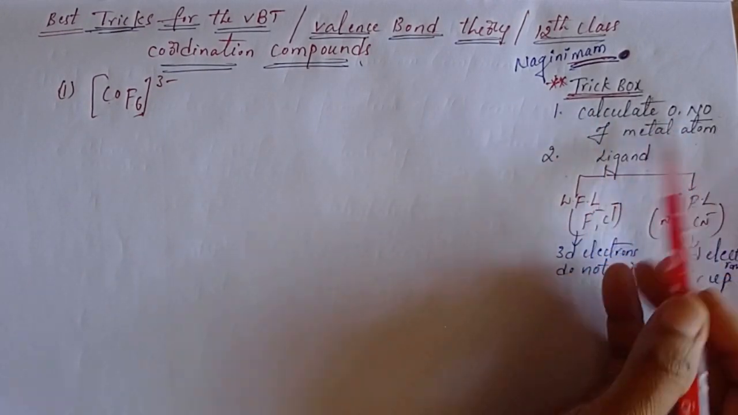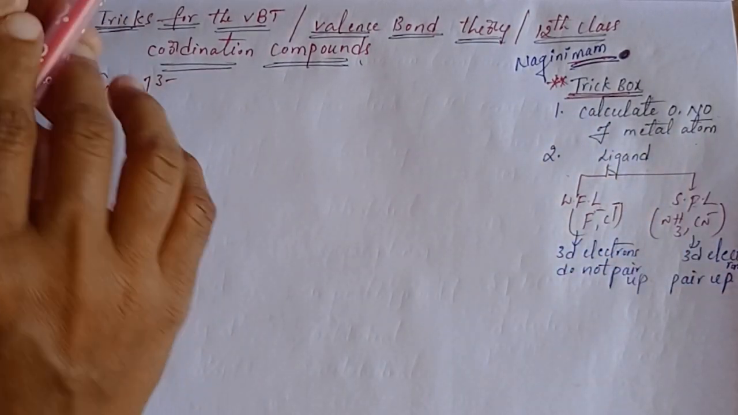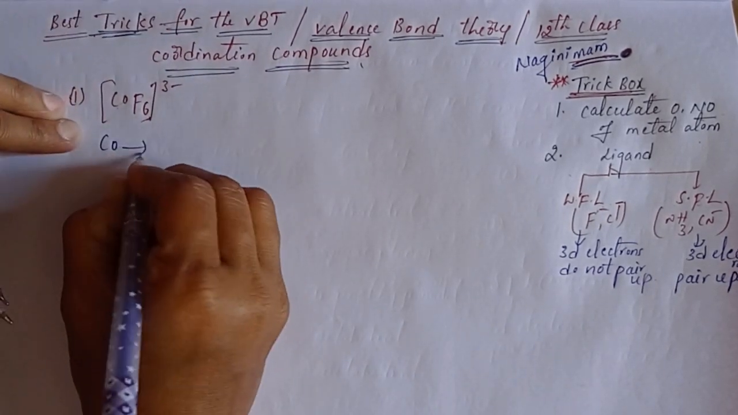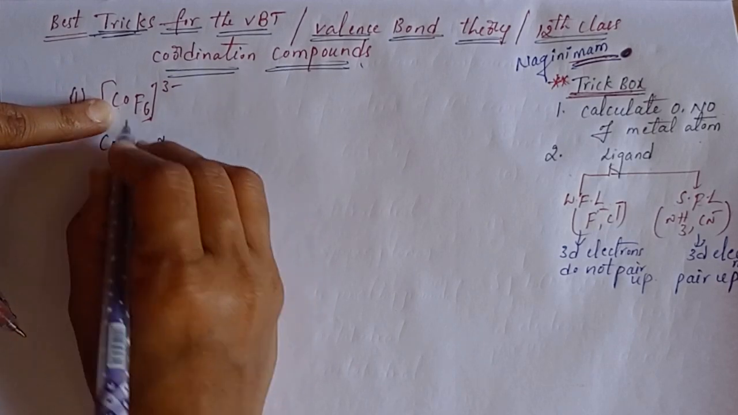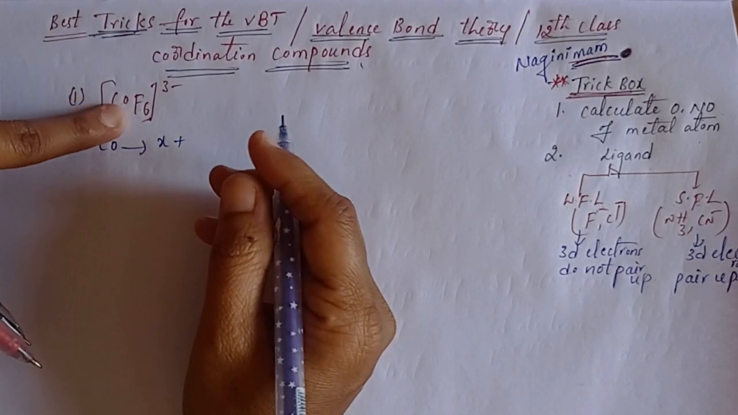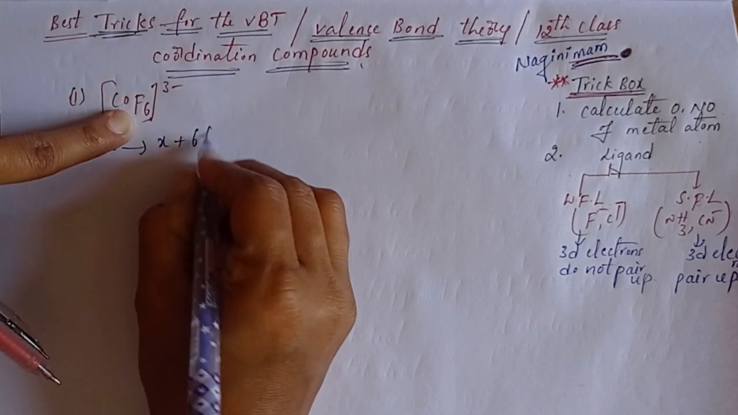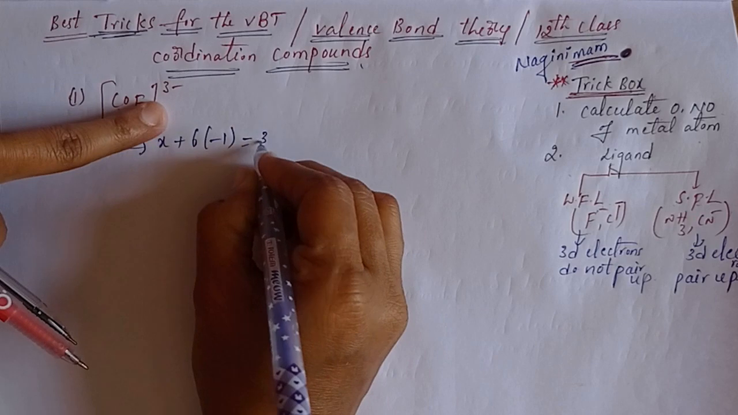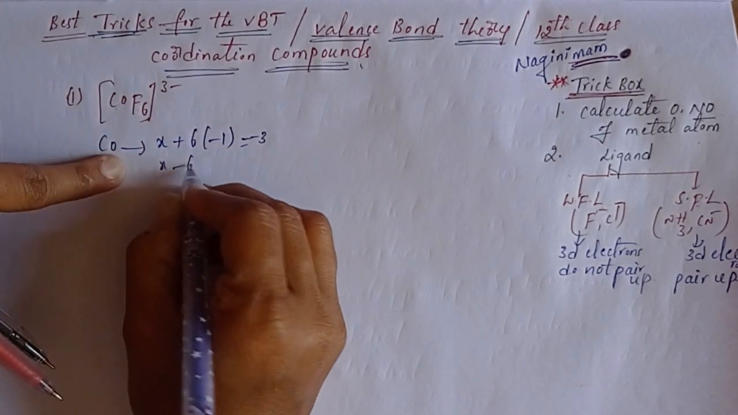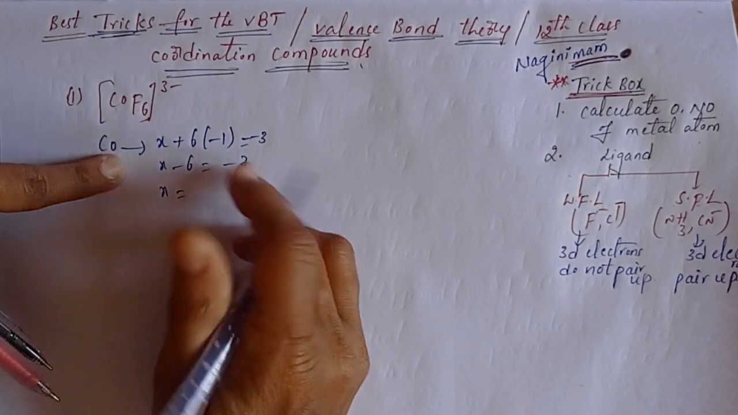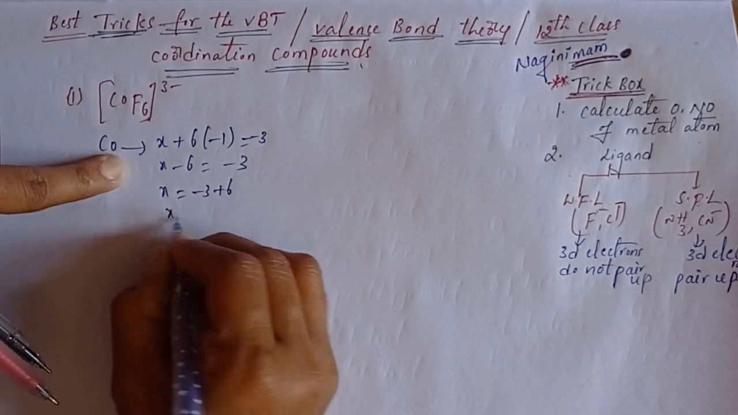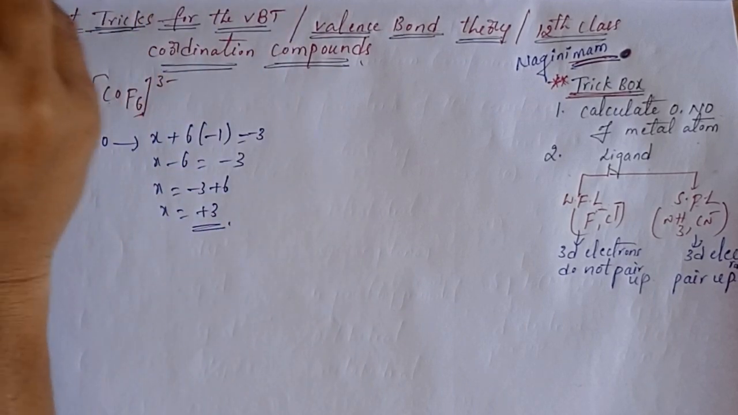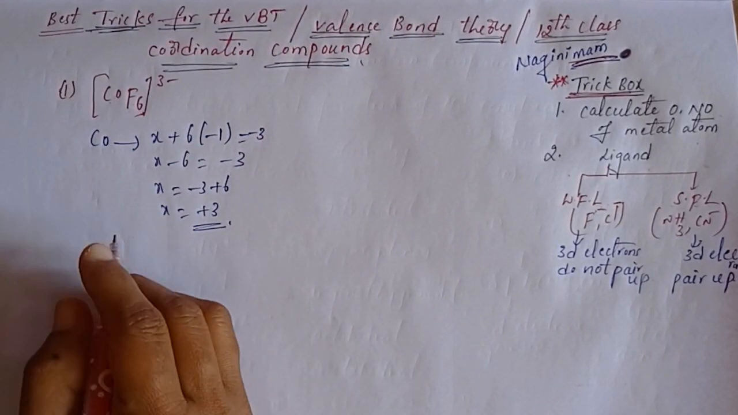First one, calculate the oxidation number of the central metal atom. I'm going to calculate the oxidation number of cobalt. I'm taking it as X. Six fluorines, the fluorine oxidation number is -1, equal to the charge, which is given as -3. So X minus 6 is equal to -3. X is equal to how much students? -3 plus 6, X is equal to +3. So the oxidation number of cobalt is +3.